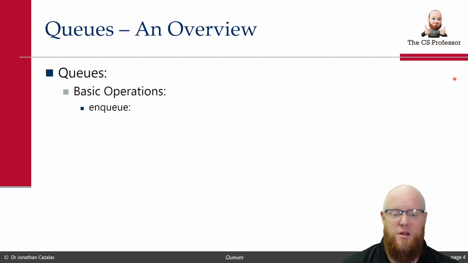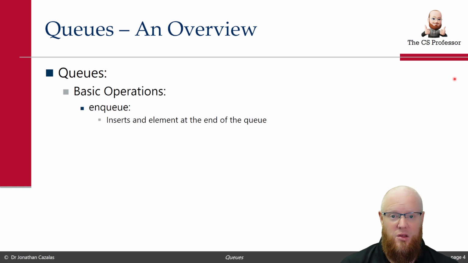Basic operations on a queue are similar to those of a stack. There are historical or classical names. For a stack, we have push and pop. Here on a queue, we have enqueue and dequeue. Enqueue inserts an element at the end of the queue. This is your insertion operation. It's called enqueue. In theory, this is O of one time.